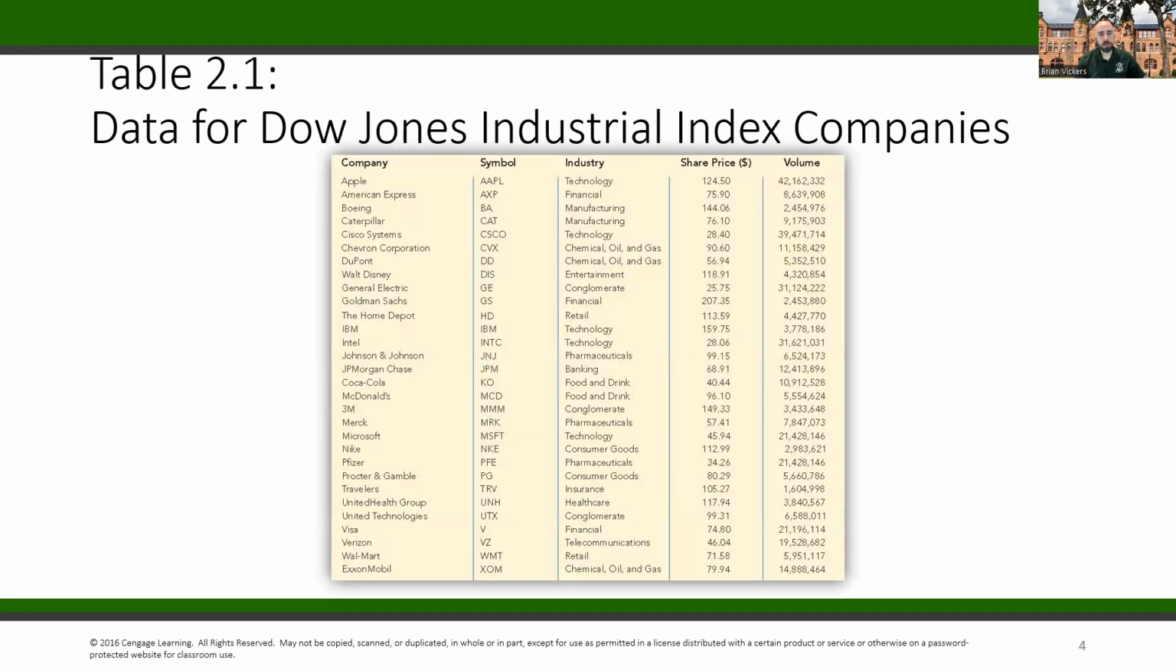Here's an example of a sheet of data. You have companies, their symbol on the stock market, industry, all of those are categorical.